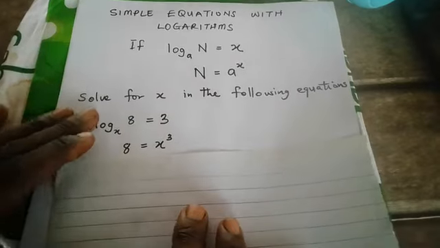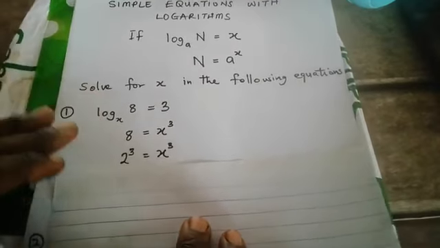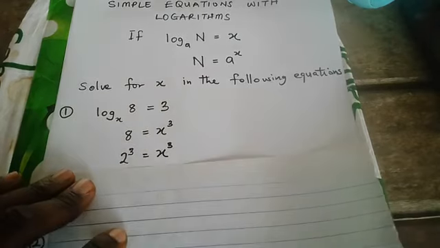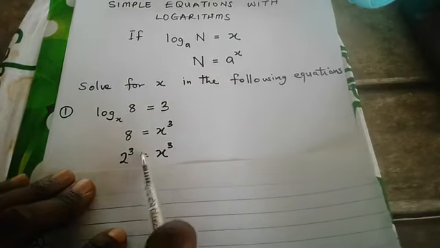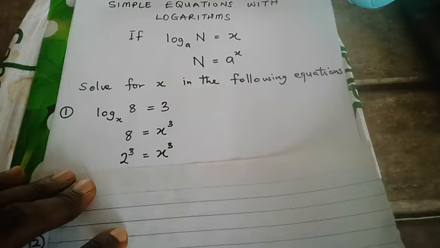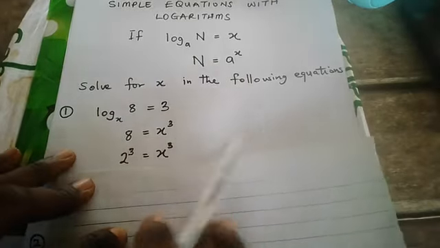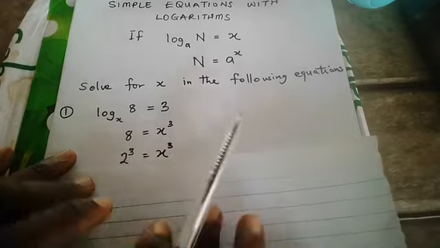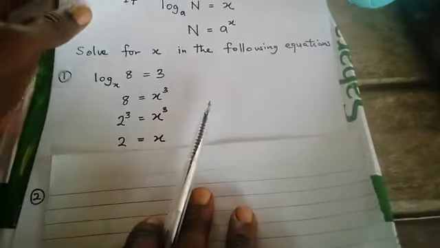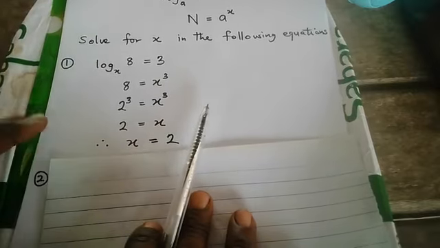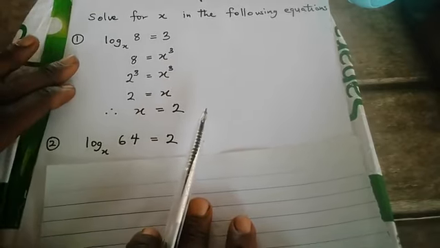8 is the same thing as 2 raised to power 3. So 2 raised to power 3 is equal to x raised to power 3. You realize that they have the same power. So if this power cancels out, you are left with 2 is equal to x, which means that x is equal to 2. Let's move on to another example.